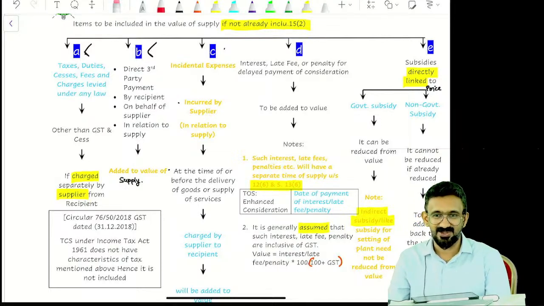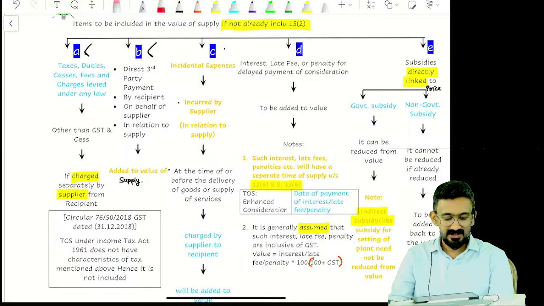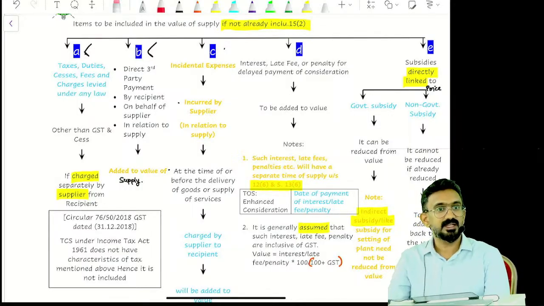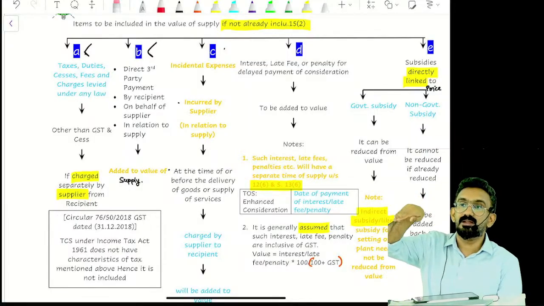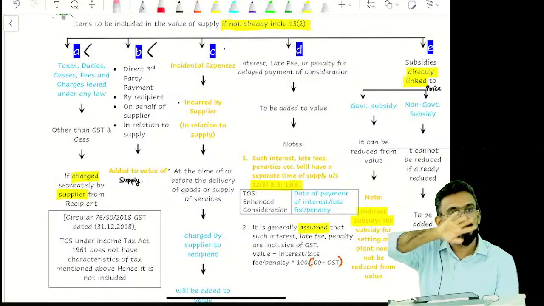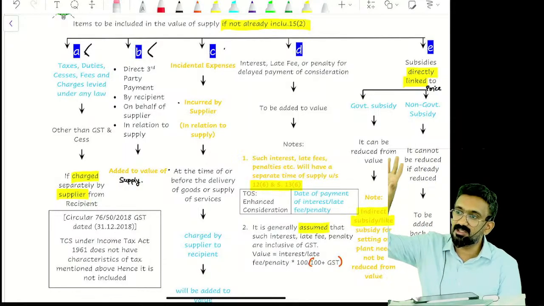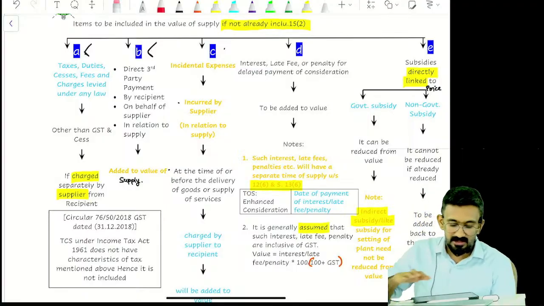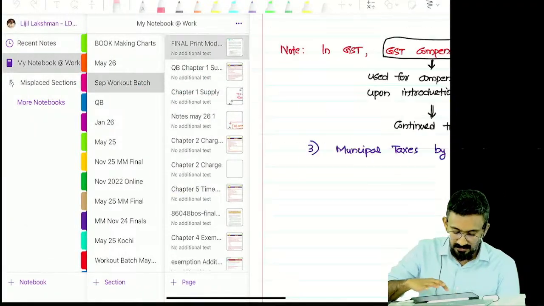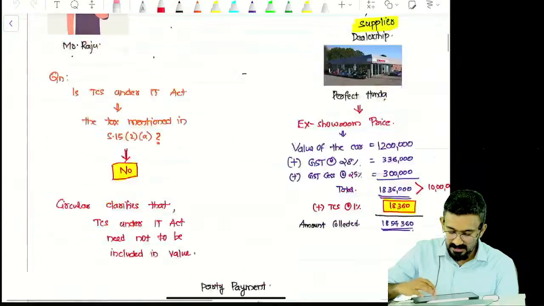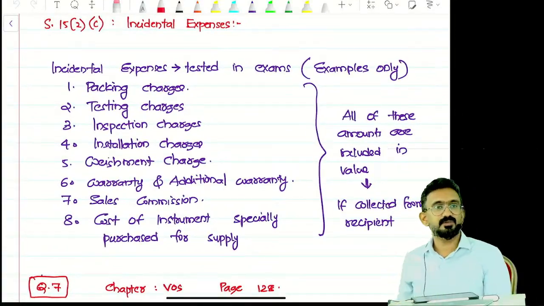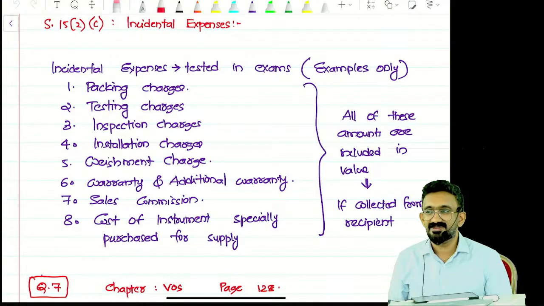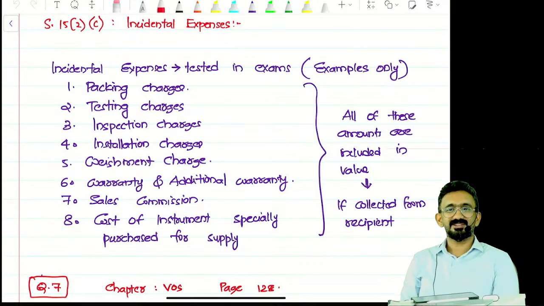Remember how to write this answer also. That's also important for us. All the expenses incurred by the supplier in relation to supply, till I'm delivering the goods to you or giving services to you, and finally separately shown in the bill, I add it to the value. Consider it part of the supply: the main supply, you add it to the value and then pay tax. What could these incidental expenses be? To get better clarity, I have listed the expenses. What are the incidental expenses generally tested in the examination? Get the list.